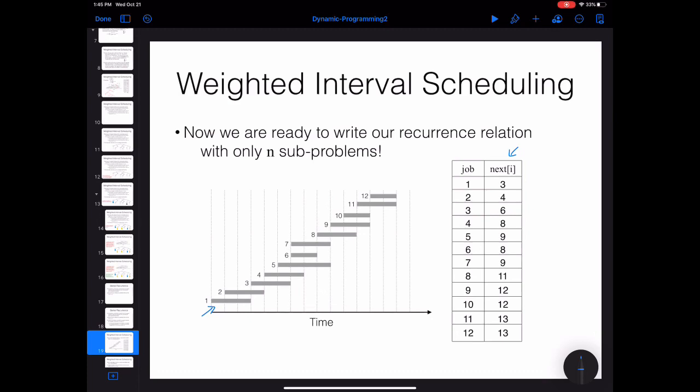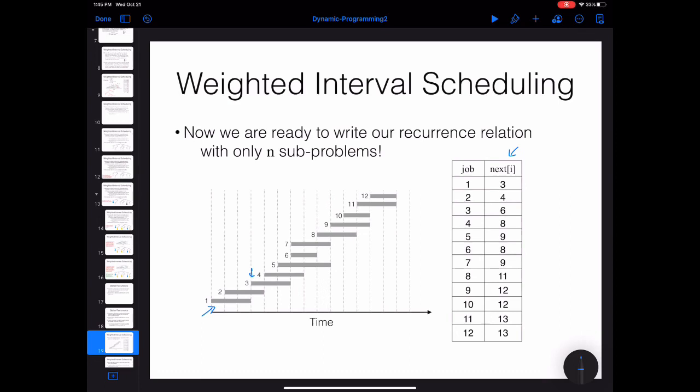What is this next of i? It is telling me that for job 1, what is the next closest job that can be taken after you are done with this job, with no conflict. As you can see, if you think about taking 1, you cannot take 2, right? The next closest job that you can take is going to be 3. That's why next of 1 is 3. What is the next of 2? 3 cannot be taken, so next of 2 is going to be 4.